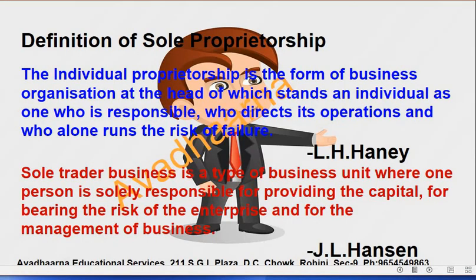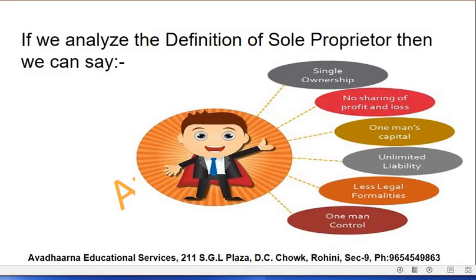So these are a couple of definitions of sole proprietorship. As per L.H. Haney, the individual proprietorship is a form of business organization at the head of which stands an individual who is responsible, who directs its operation, and who alone runs the risk of failure. You can go through the definition by J.L. Hansen on your own. So these are some of the keywords from the definition of sole proprietorship. My recommendation is to keep these keywords in mind for the examination.